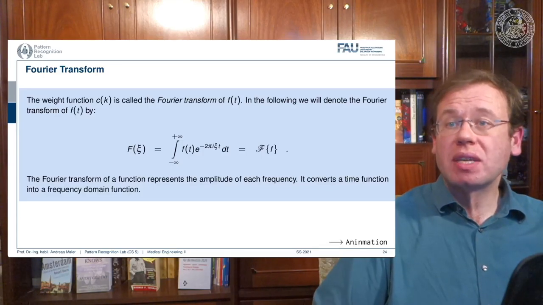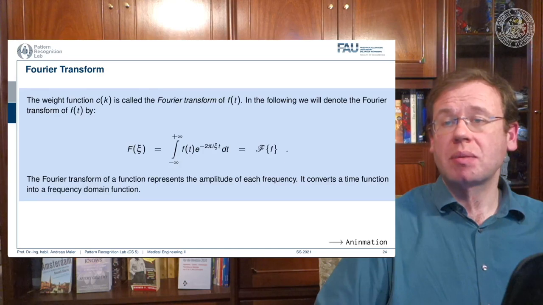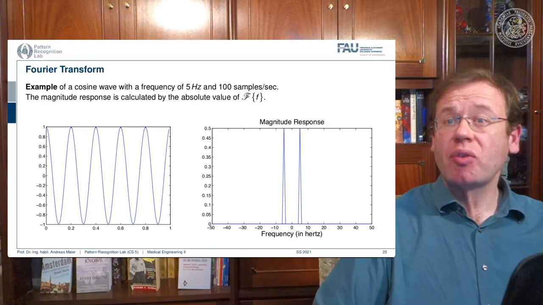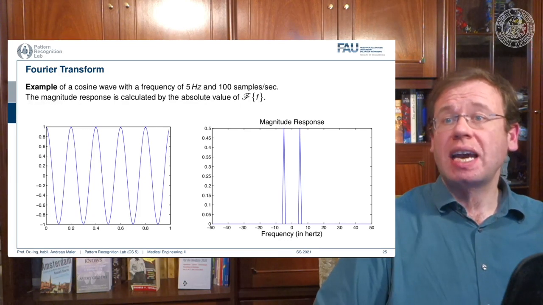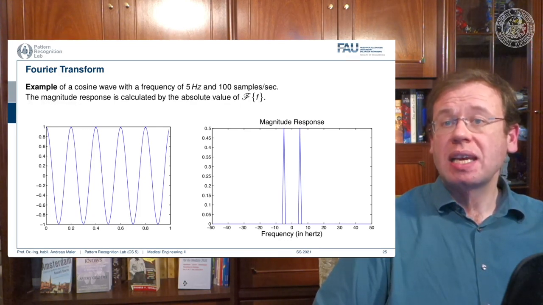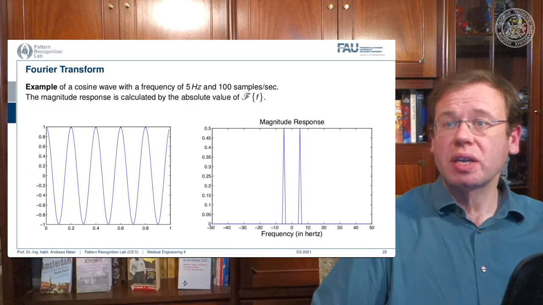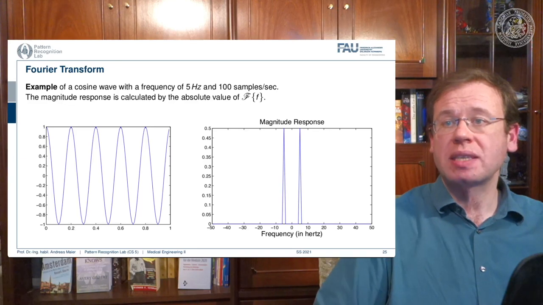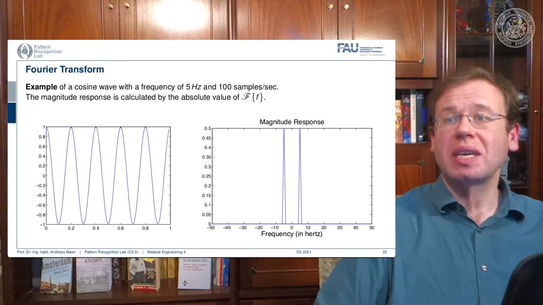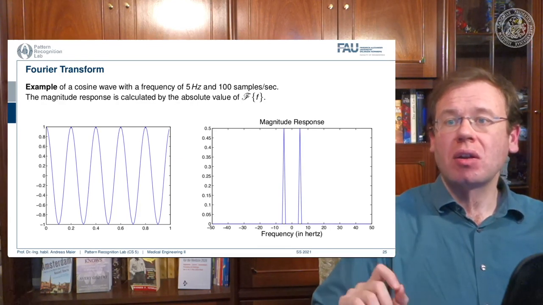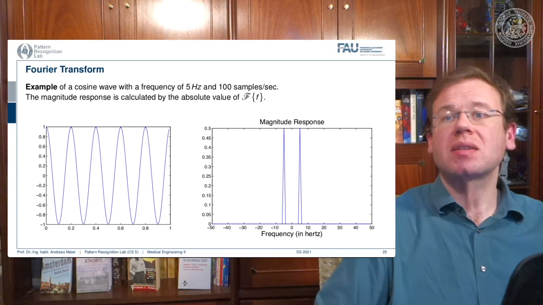So let's have an example, and let's start off with a very simple example, and we won't go into too much mathematical detail here. Let's have a cosine wave with a frequency of 5 hertz at 100 samples per second. This is the cosine wave on the left-hand side, and now we have the conversion into the Fourier domain, the magnitude response here on the right-hand side, and you see that the Fourier transform is nothing else than exactly two peaks, and these two peaks are located at exactly plus and minus 5 hertz.